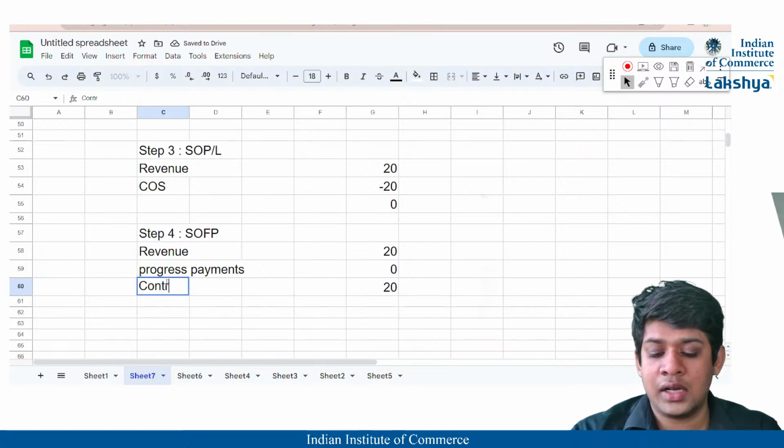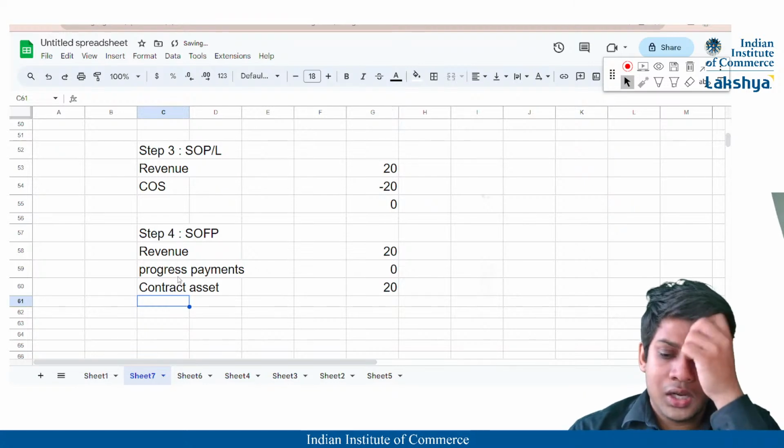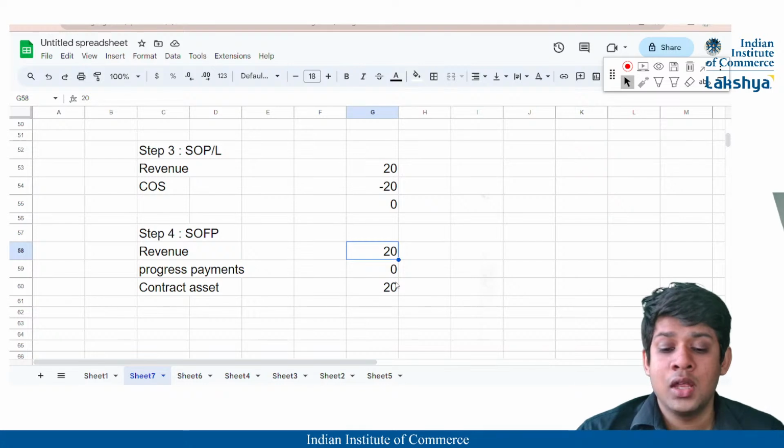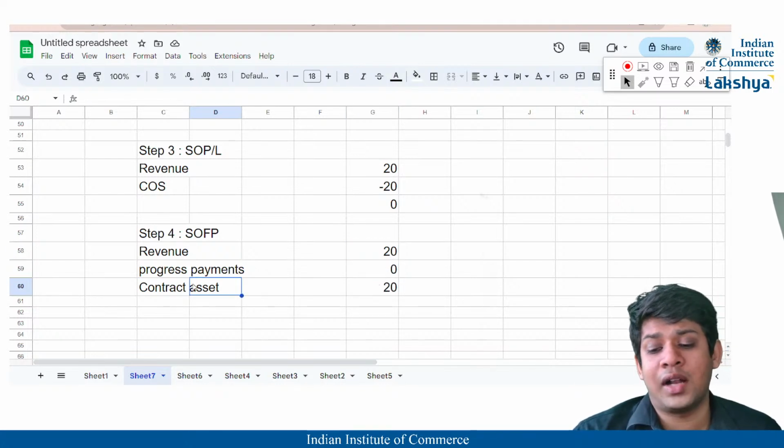This is my contract asset. And technically, if you go to see through theory also, I have incurred costs of 20 and the customer has not paid me, but he is going to pay me in the future date. So it will be recoverable. So that will be my contract asset.